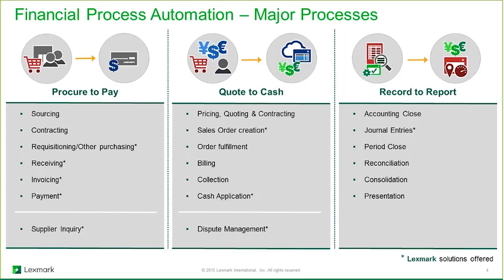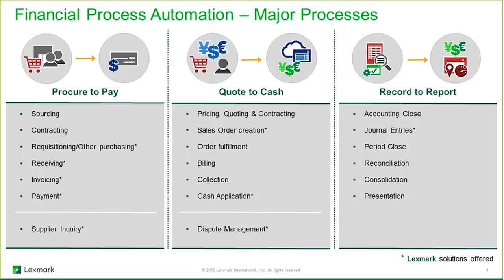The next major process is order to cash. This is a process for enabling faster, more accurate handling of receivables. The goal here is to reduce days sales outstanding, or DSO, and permit access to current information about customer payments.